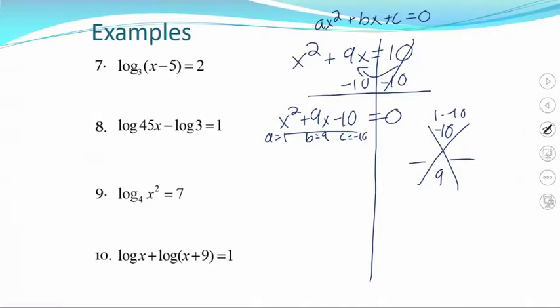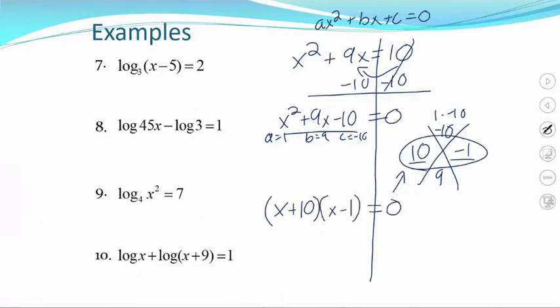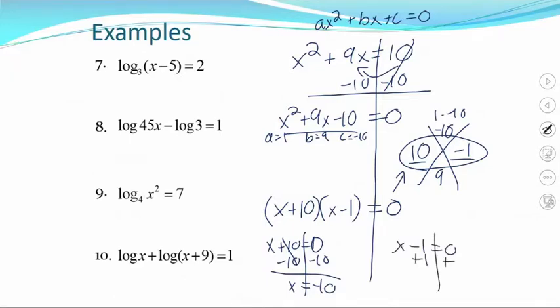And I believe that would be 10 times negative 1. 10 times negative 1 is negative 10. 10 minus 1 is 9. So we're good. Now because A equals 1, these are the factors. So this is really the same as x plus 10 and x minus 1 equal to 0. Which means if you set these both equal to 0, x plus 10 equals 0, you're going to have x equal to negative 10. And then if you take x minus 1 equal to 0, you're going to have x equal to positive 1.